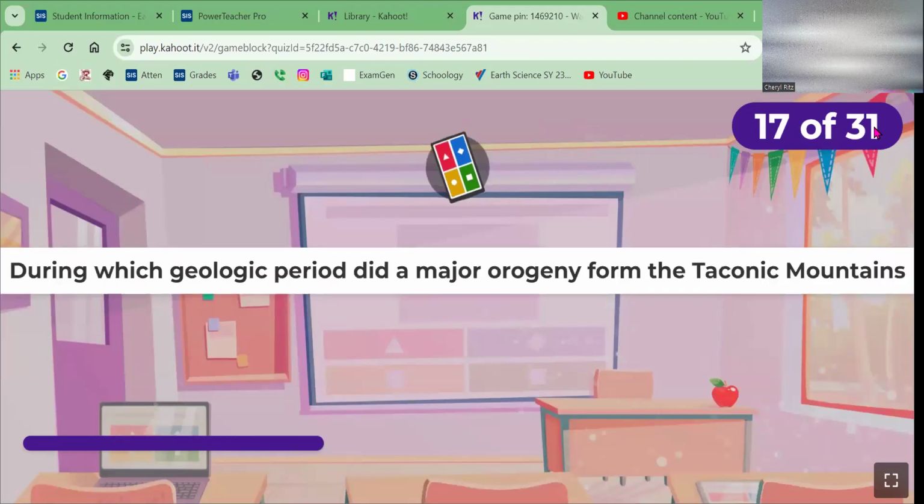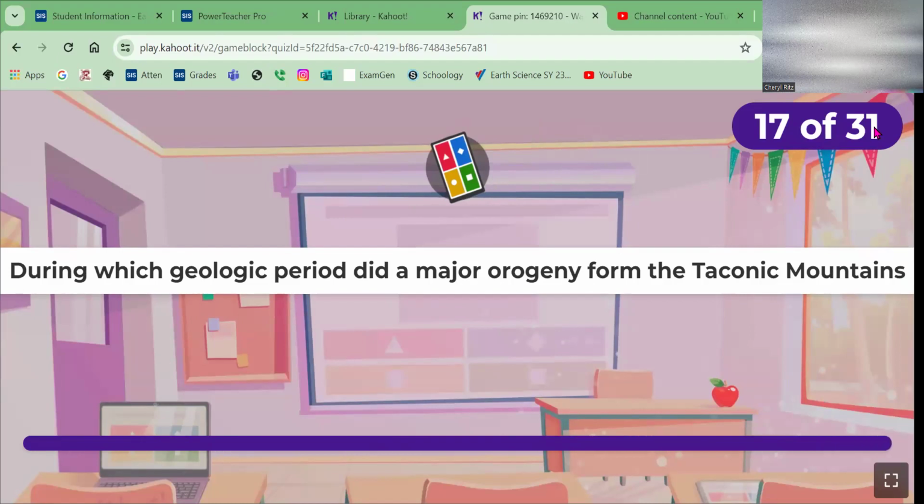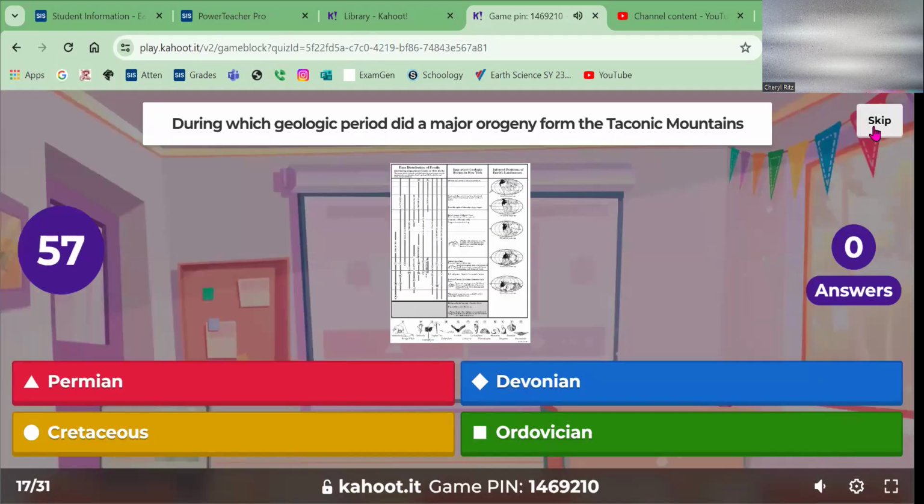Where are you? During which geological period did a major orogeny form the Taconic Mountains? That would be in your reference table.